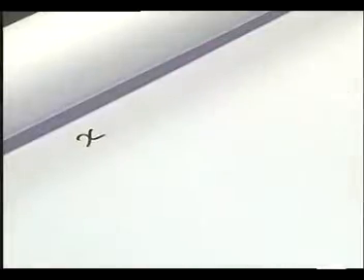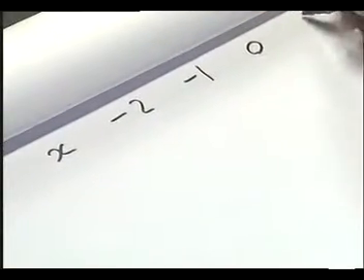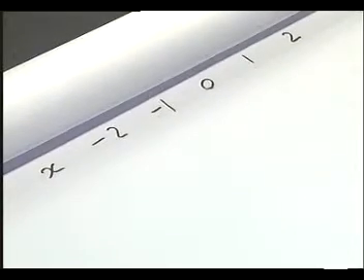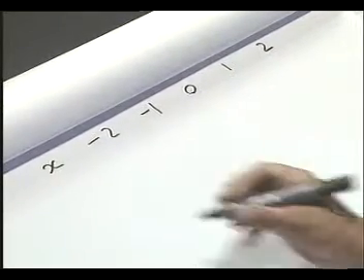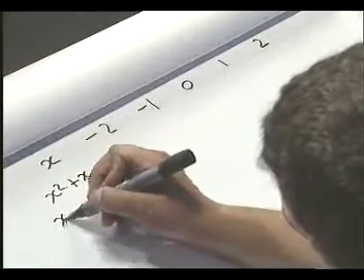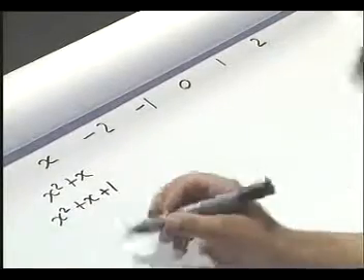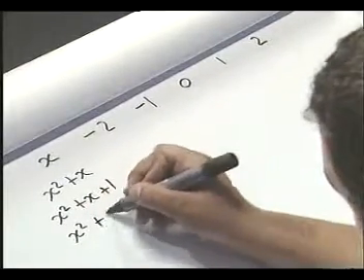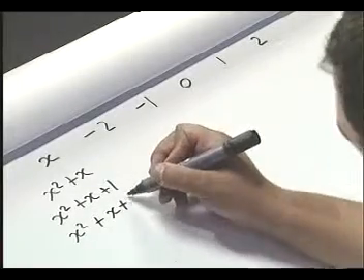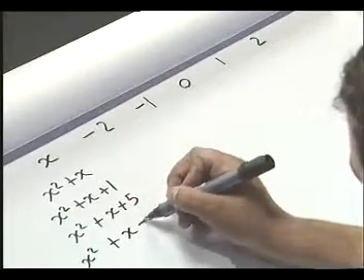So this time, I'm going to use x again. I'm going to go from minus 2 all the way up to plus 2. So minus 2, minus 1, 0, 1 and 2. And for my functions, I'm going to use x squared plus x, x squared plus x plus 1, x squared plus x plus 5, and x squared plus x minus 4.